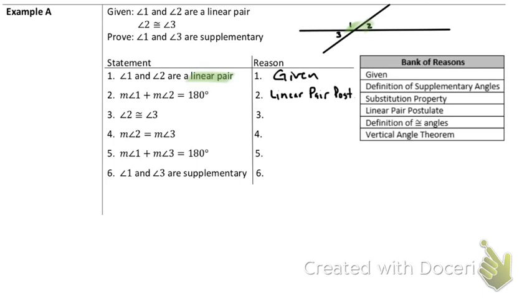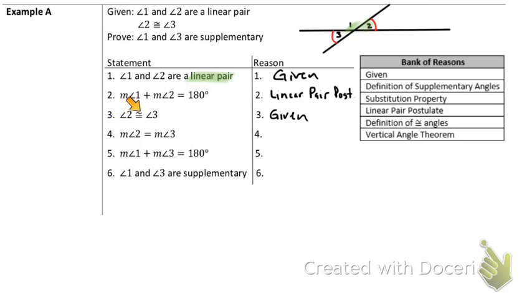So now we move on to statement number 3. If you look, statement number 3 says angle 2 is congruent to angle 3. And that is because it is given to us again. So we can use the reason given. I'm also going to mark that in my drawing so we get comfortable with marking stuff in our drawing. So angle 2 is congruent to angle 3. Okay? Now we move on to step 4.